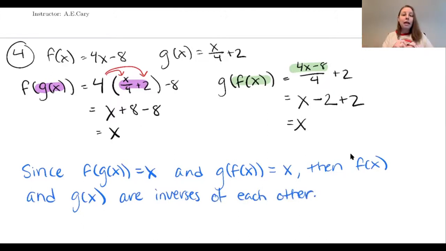I will let you know if I give you a problem like this on the test. I would write this as 3 separate problems. I would write, find me f of g of x. I would write, find g of f of x. And then I would write, give me a conclusion. What does all of this mean?